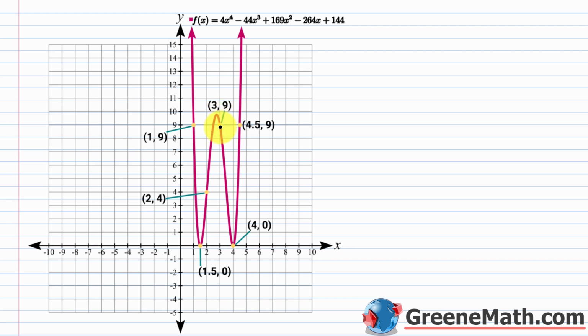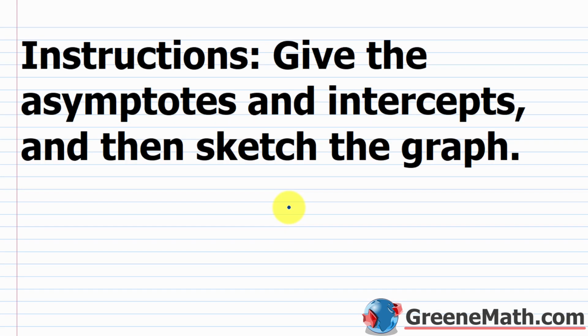We would come back down. So we would have our 3, 9, come down, come down, come down. We're going to hit that 4, 0, and come back up. And then we're going to go through that 4.5, 9. So again, your graph does not need to be perfect. Just get it as close as you can. All right, let's take a look at the practice tests.